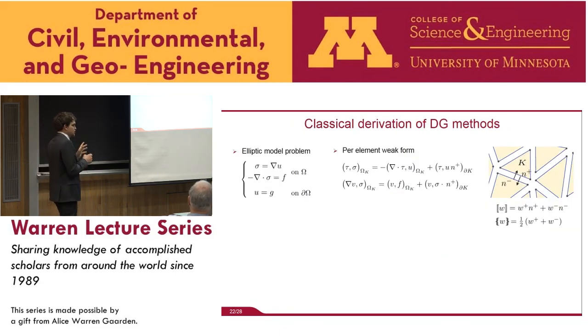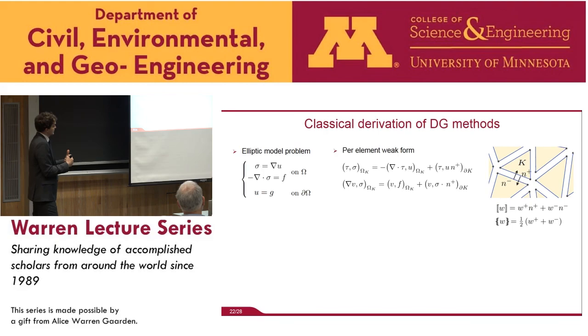So what I want to do first is review again the classical derivation of DG methods. So you start from a physical problem. This is just a test problem here, and this is in mixed format, but it doesn't really matter. Then this physical problem is basically defined on each element separately. So these elements are not connected.